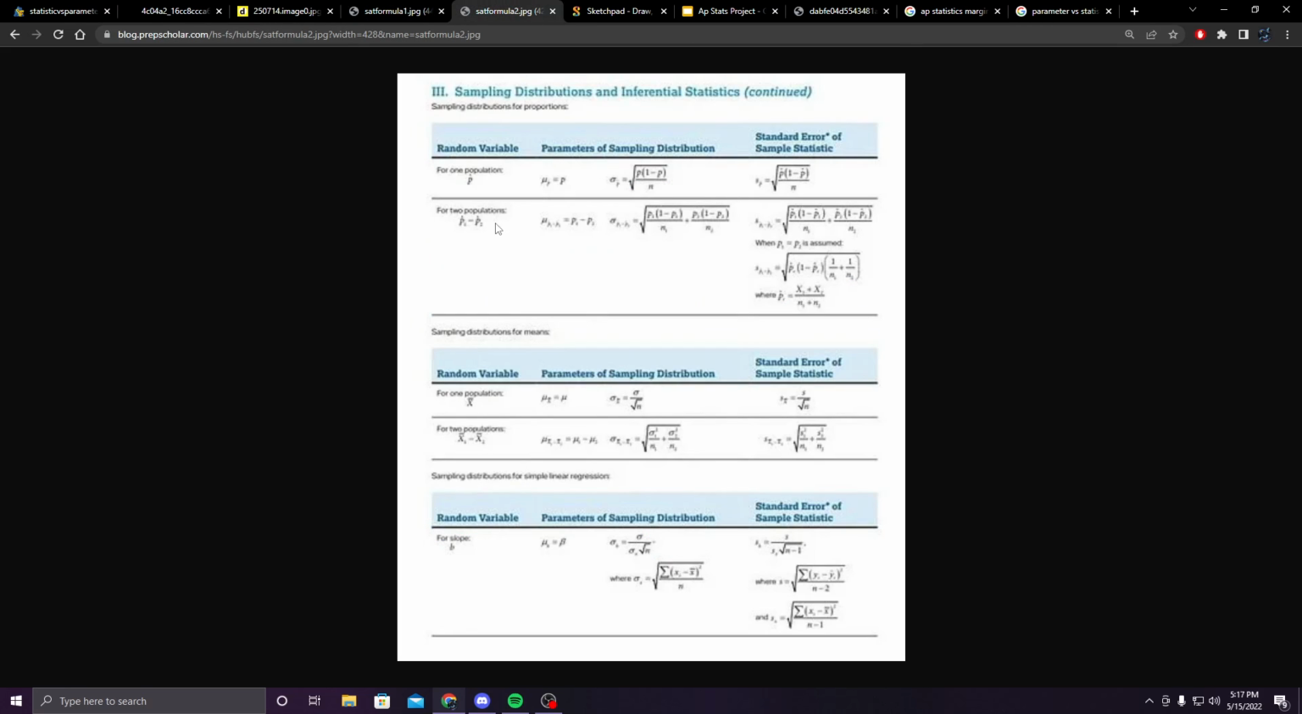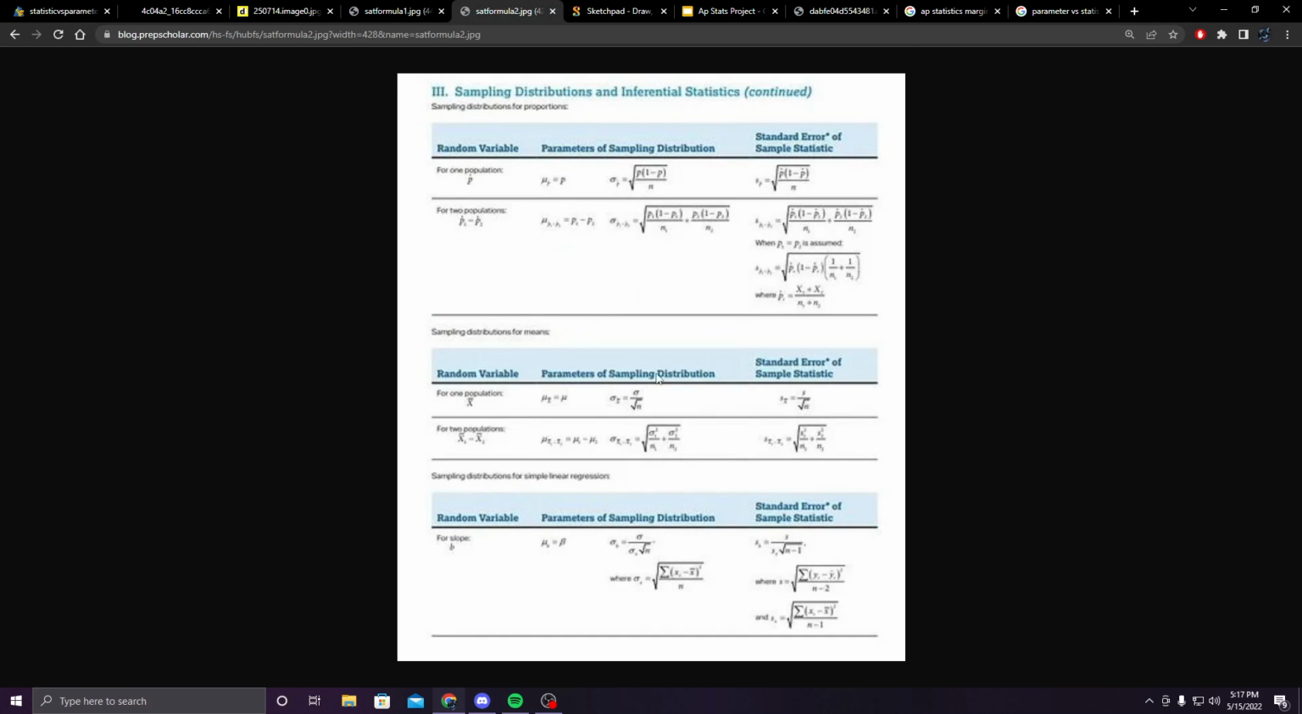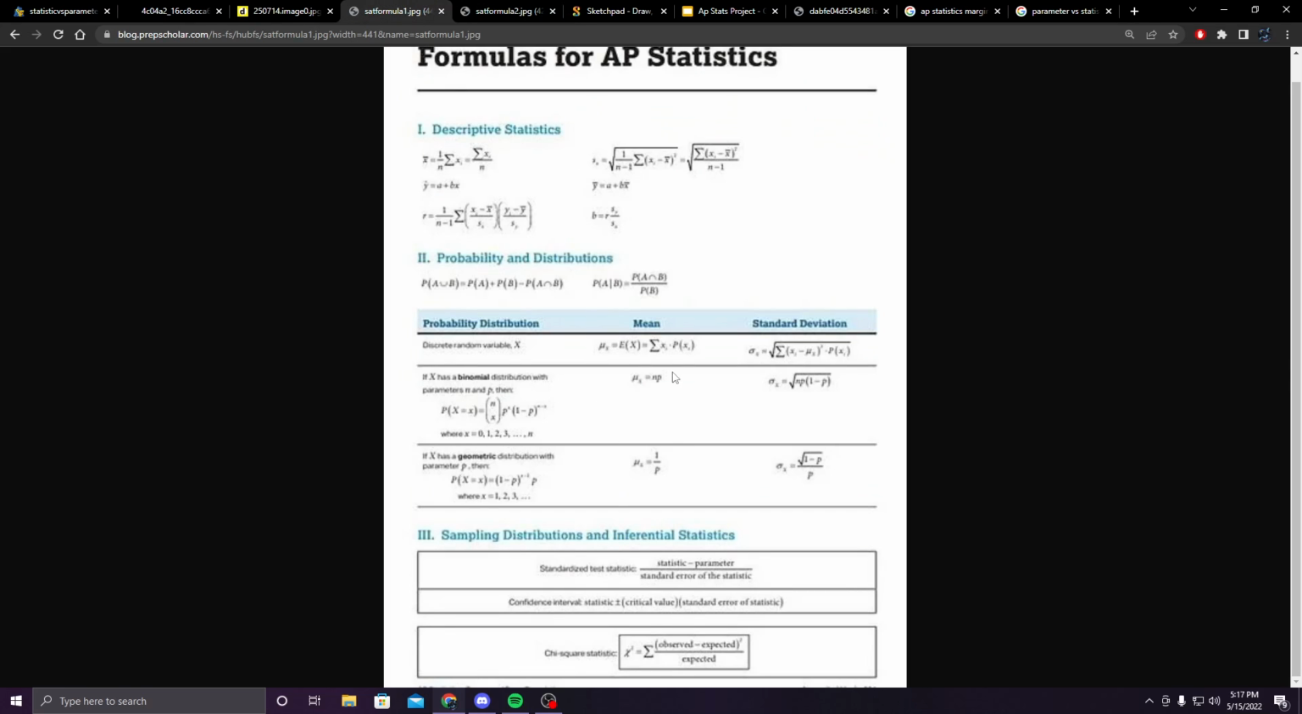And then for 2 populations, you basically do the same thing. You get these 2 parameters, and then you are able to get the standard error of the statistic. And for the t-test, this is for one population. Remember, you don't have your parameter in this. You only have a statistic. So you're using different equations to get the different variables so that you can plug them into these equations.